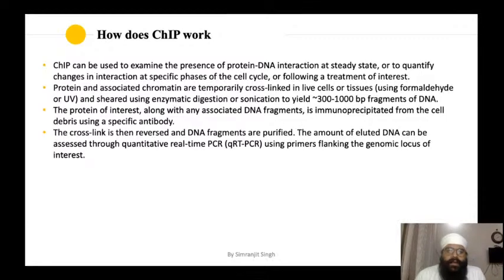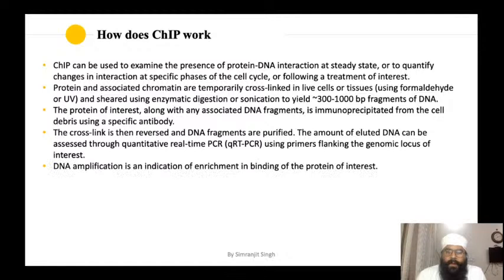The cross-link is then reversed and DNA fragments are purified, and the amount of eluted DNA can be assessed through quantitative real-time PCR using primers flanking the genomic locus of interest. Then the DNA is amplified, indicating enrichment in binding of the protein of interest.